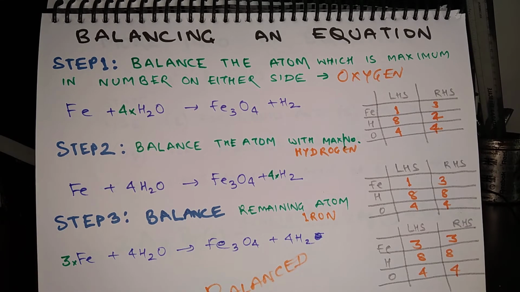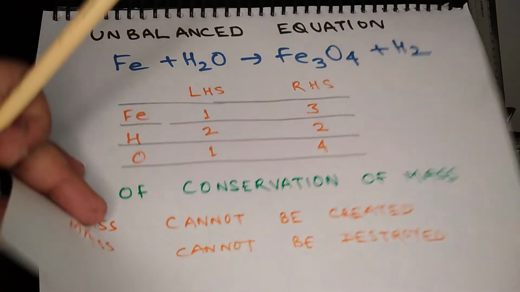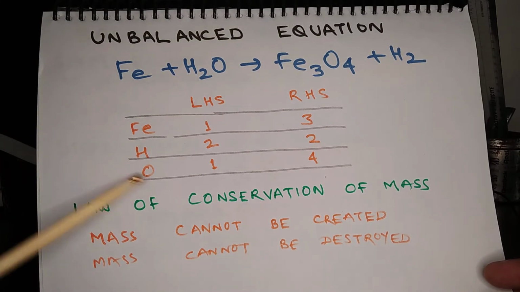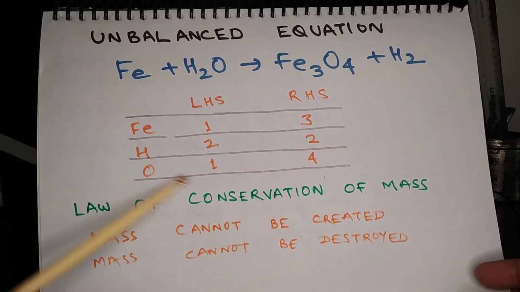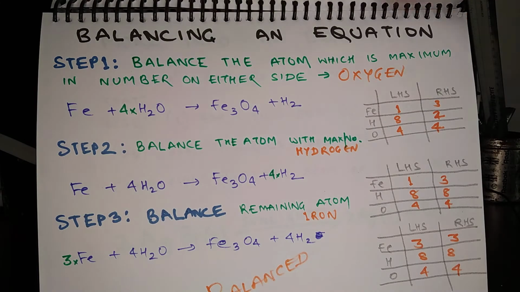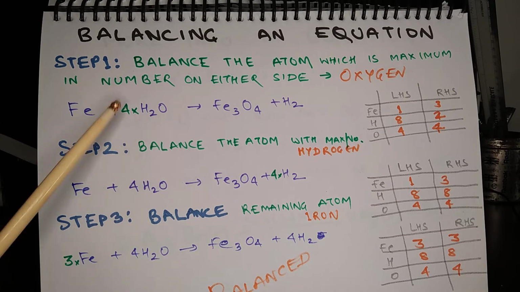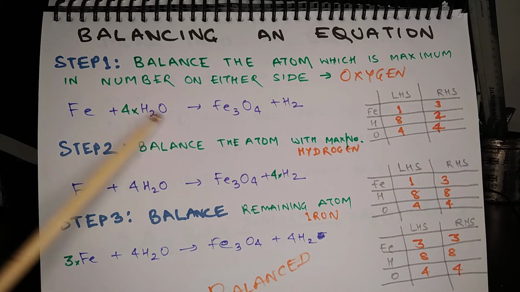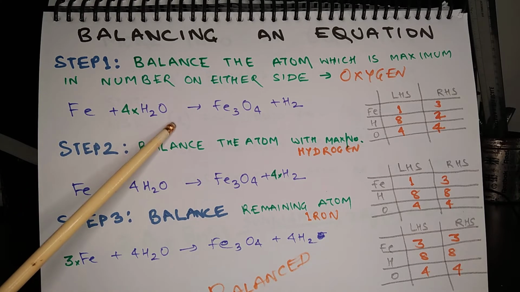The first step is to balance the atom which is maximum in number on either side. So let us go to this example. Here the number of oxygen atoms is maximum, that is 4 on RHS, compared to the number of other atoms. So we need to first balance the oxygen. Here the number is 4, and on LHS the number of oxygen atoms is 1. In order to balance this, we write 4 over here. So 4 multiplied by 1 will become 4.